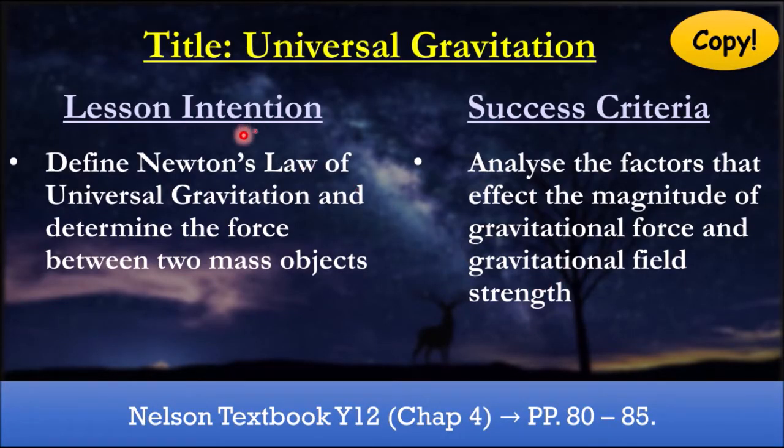Our lesson intention today is to define Newton's law of universal gravitation and determine the force between two mass objects. Your success criteria is to analyze the factors that affect the magnitude of gravitational force and the gravitational field strength. If you need further reading, there is textbook guidance there.